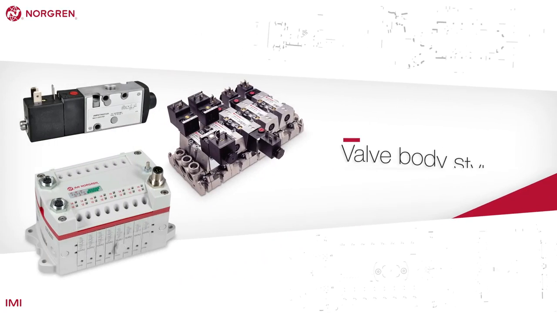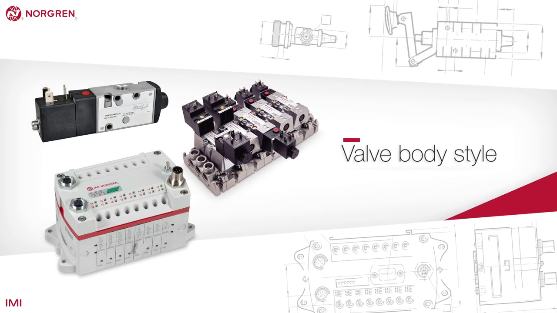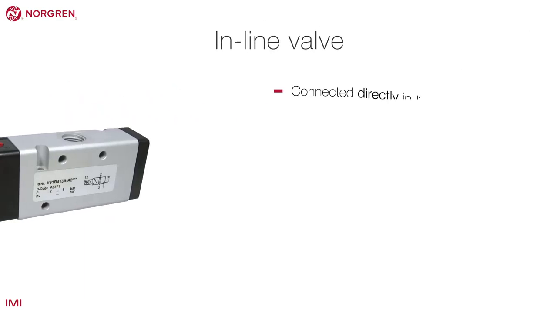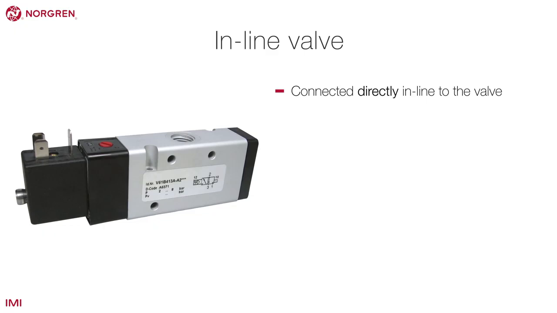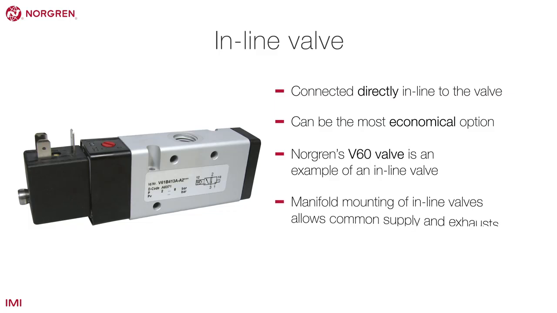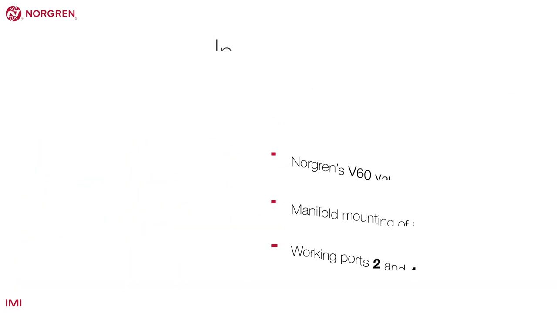The way in which a valve is attached to a system depends on the valve body style. The 3 most common valve body styles are: in-line is where the pipework is connected directly in line to the valve and can be the most economical option. Norgren's V60 valve is an example of an in-line valve. Manifold mounting of in-line valves allows common supply and exhausts, and working ports 2 and 4 are connected individually.